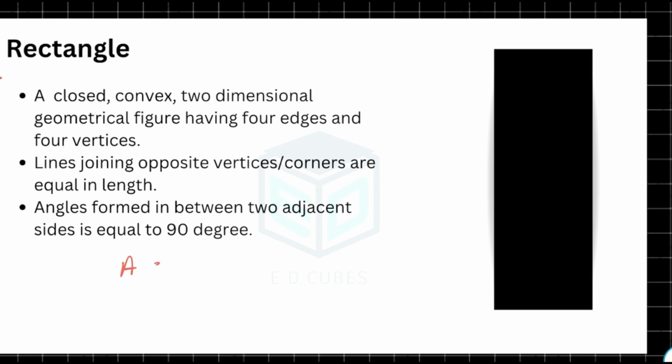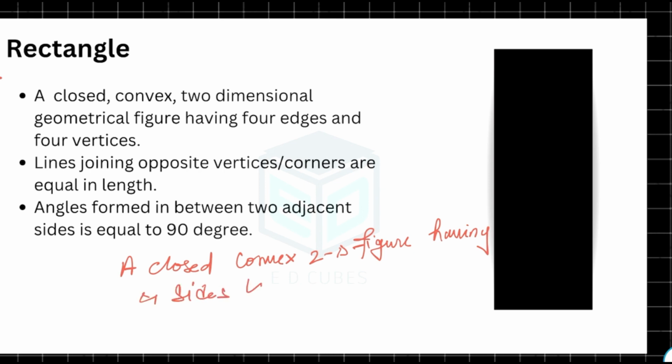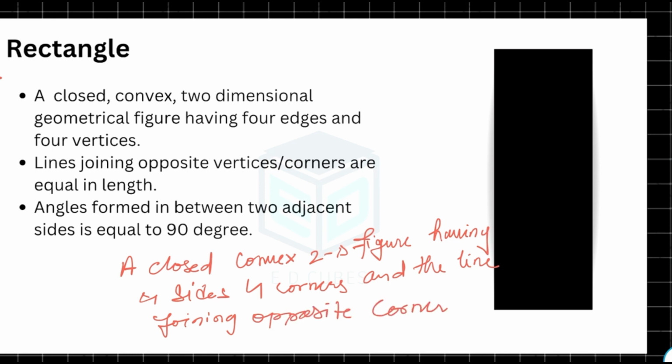A closed, convex, 2D figure having four sides, four corners, and the line joining opposite corners are equal.